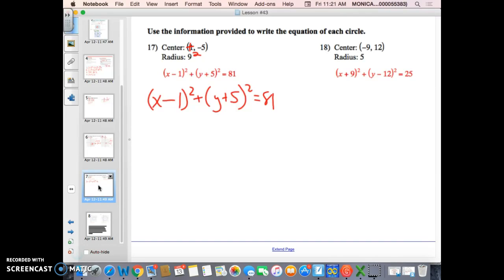And then again, it was negative, so it becomes positive. This is positive, so it's going to be negative in the formula. And then you square 5. And that's where the 25 comes from.